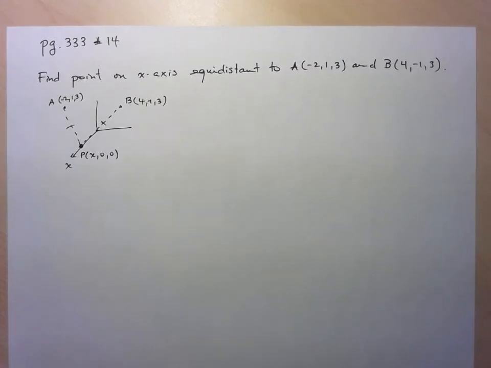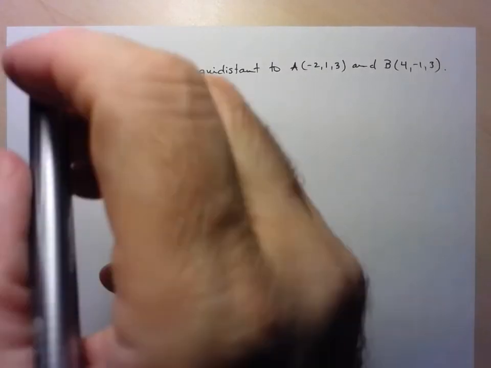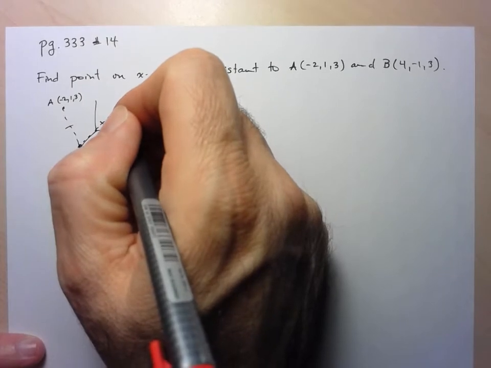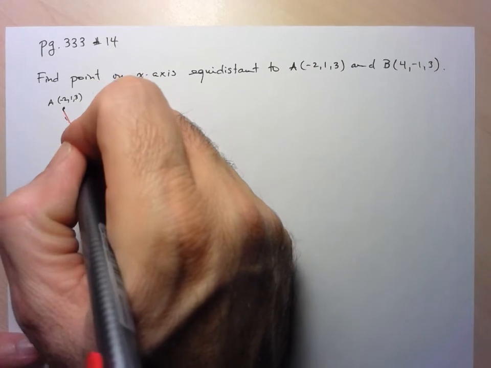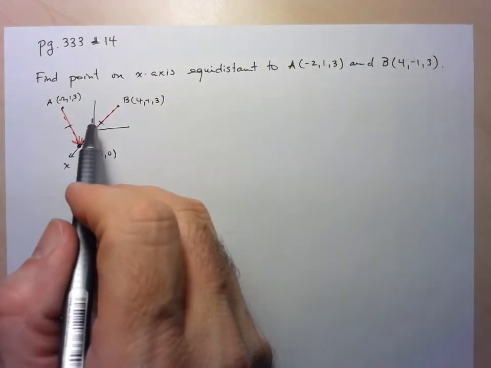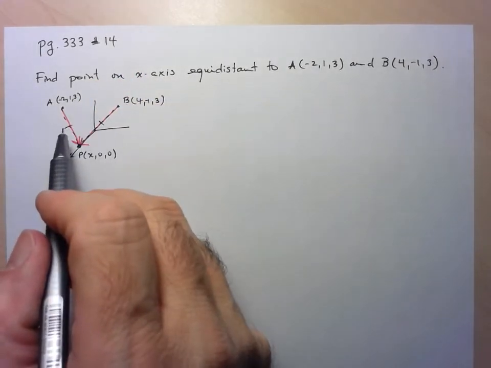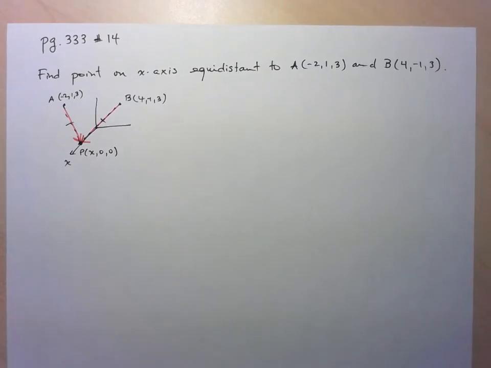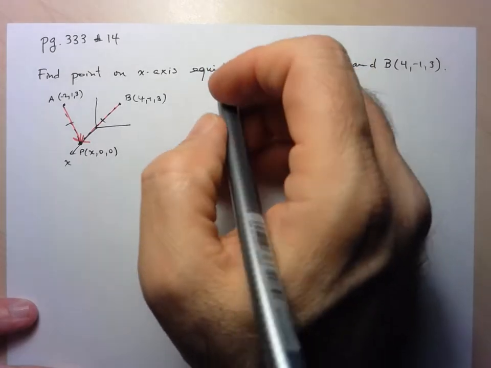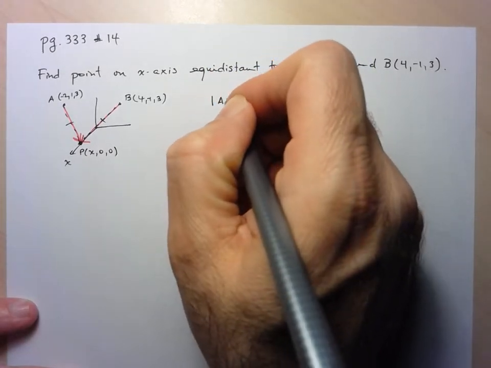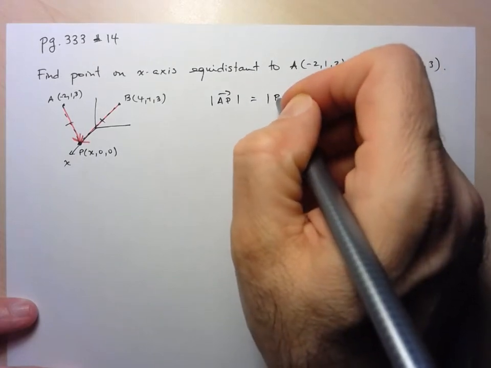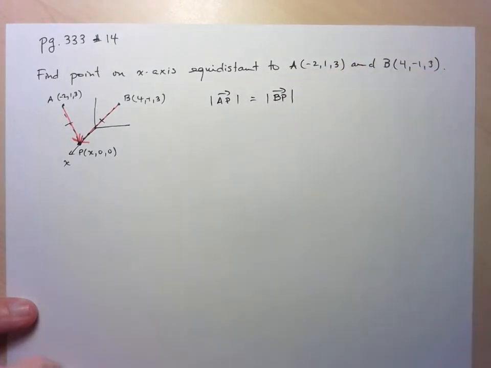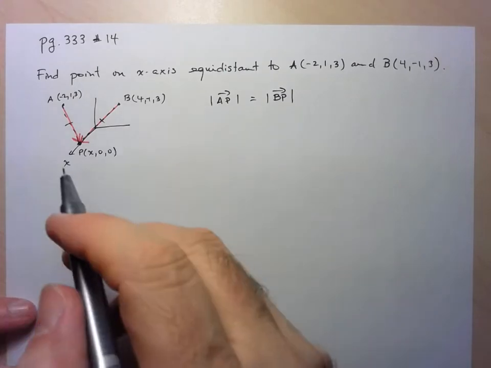The way we're going to do that is by creating vectors from each of the points to my mystery point. If these distances are the same, it means the magnitudes of these vectors are going to be the same. So essentially the equation I have to solve is the magnitude of AP needs to be equal to the magnitude of the vector BP. At this point we just have to input what we have.